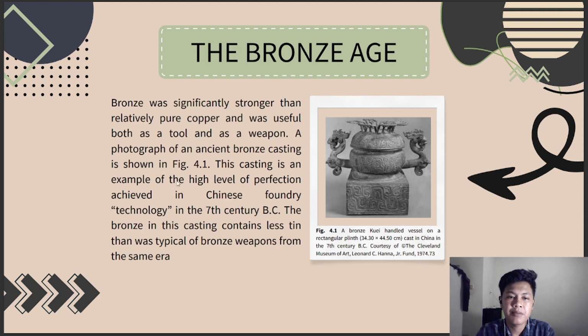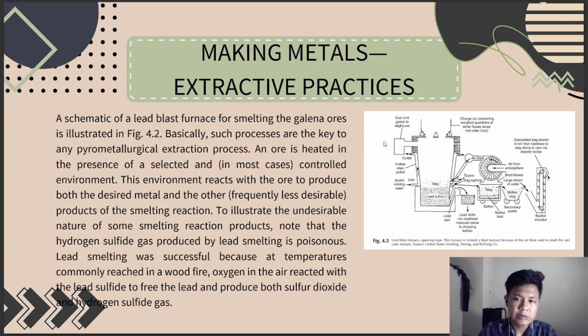This casting is an example of the high level of perfection achieved in Chinese foundry technology in the 7th century BCE. The bronze in this casting contained less tin than was typical of bronze weapons from the same area. So here is the bronze casting from China. The people there call this technology because this bronze contains less tin than the usual bronze. So the next topic is extractive practice.